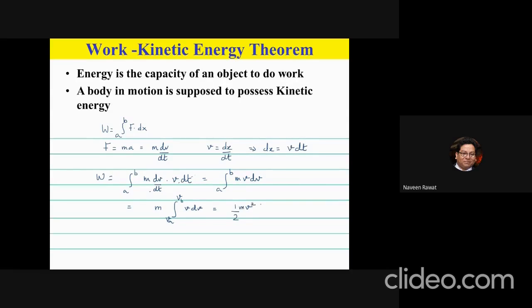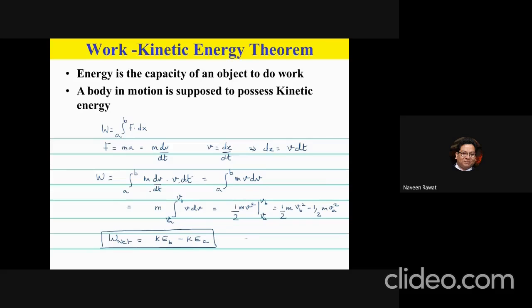So you get v square, and then now you have to plug in the value for the end points, which is va and vb, and so you get an expression in terms of 1/2 m vb square minus 1/2 m va square. Okay, and that is nothing but saying that you have your kinetic energy at position B, which is 1/2 m vb square, minus kinetic energy at position A.